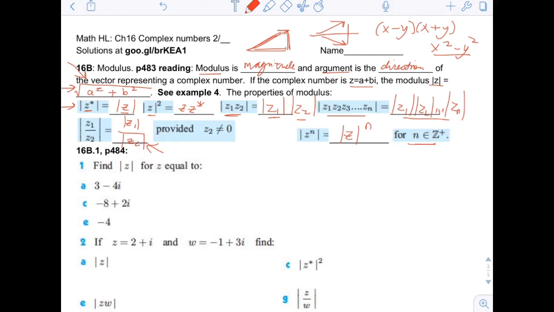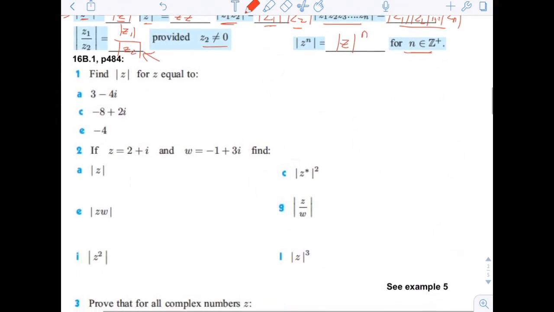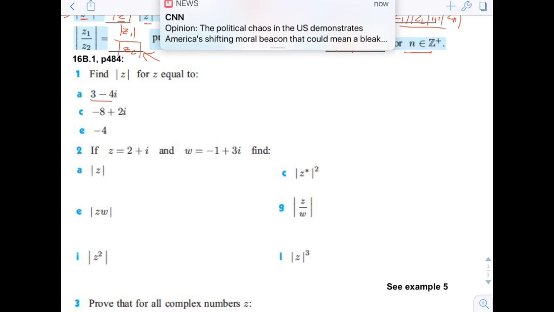Same thing works with division, okay? The modulus of z1 divided by z2 is the same thing as the modulus of z1 divided by the modulus of z2, provided that z2 is not equal to 0, because if z2 is 0, then the whole thing would be infinity.